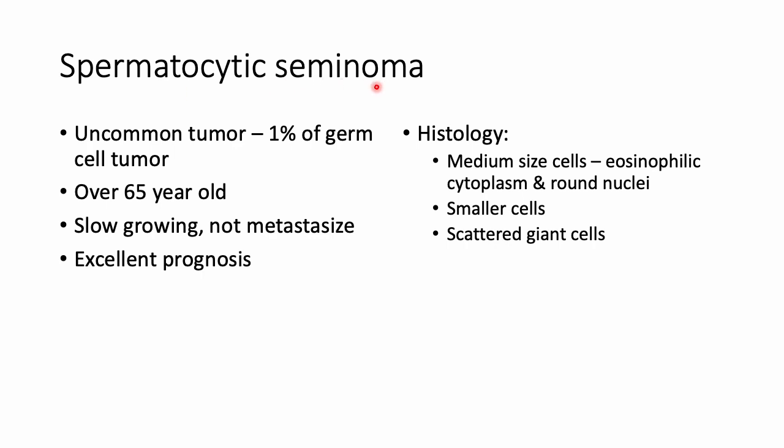Spermatocytic seminoma is a very uncommon tumor. It's only 1% of germ cell tumors. It occurs in old age, is slow growing, and does not metastasize. Usually it has an excellent prognosis.